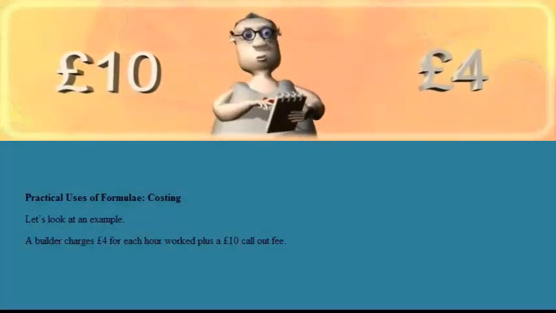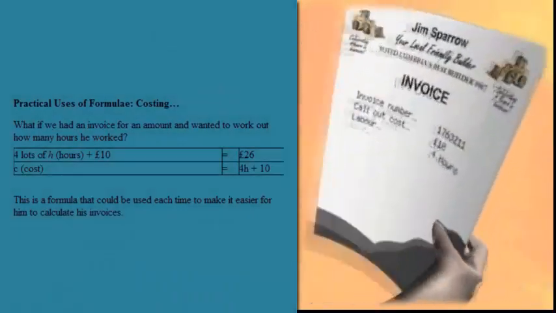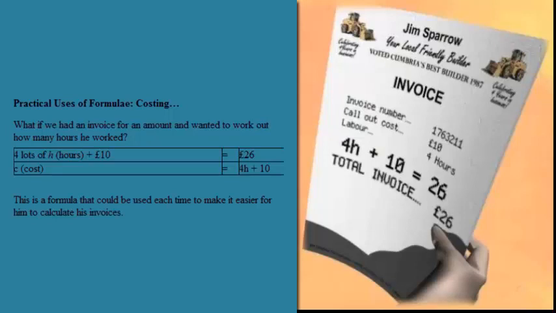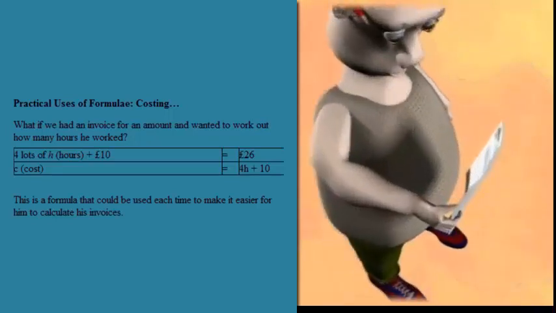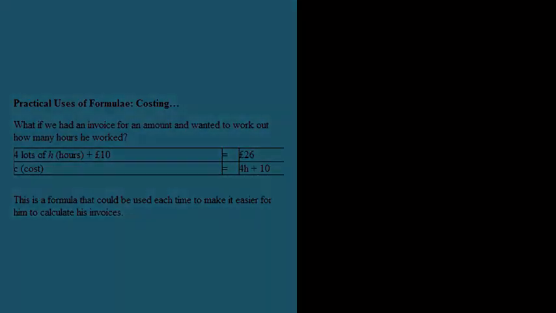A builder charges £4 for each hour worked. What if we had an invoice for an amount and wanted to work out how many hours he worked? 4 lots of H hours plus £10 equals £26. This is a formula that could be used each time to make it easier for him to calculate his invoices.